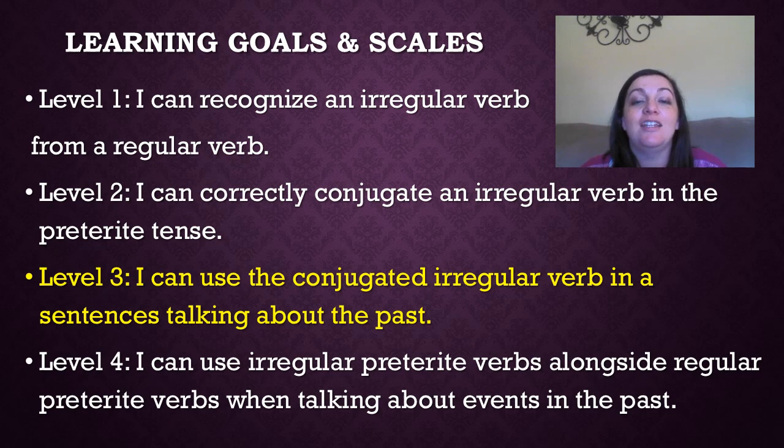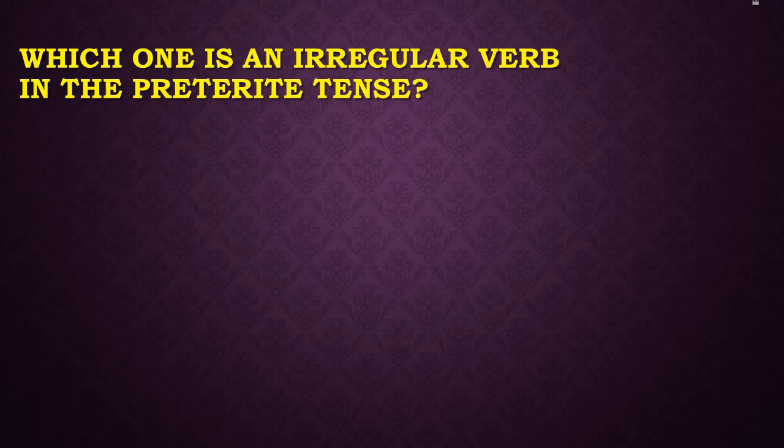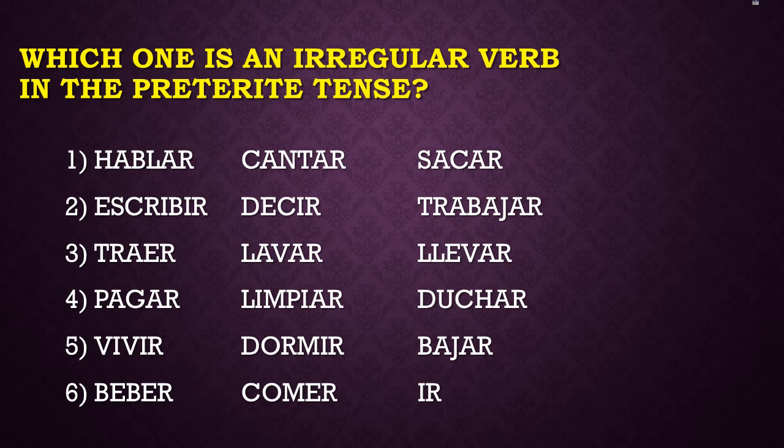So let's look back at our learning goals and scales. Level one, can you recognize an irregular verb from a regular verb? So I actually want to give you a quick little test. Let's see if you guys can. On your paper, I want you to number 1 through 6. This is actually pulling verbs from preterite video 1 and preterite video 2. Which ones are irregular? Which ones break the rule?